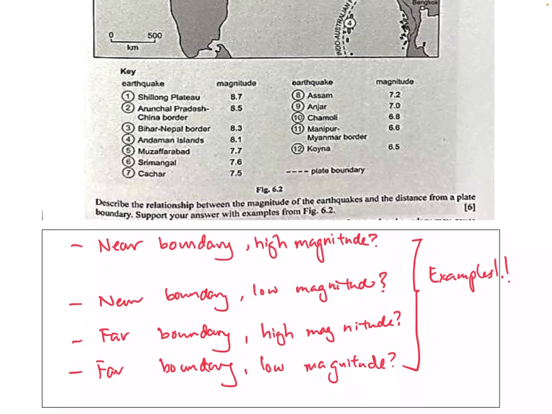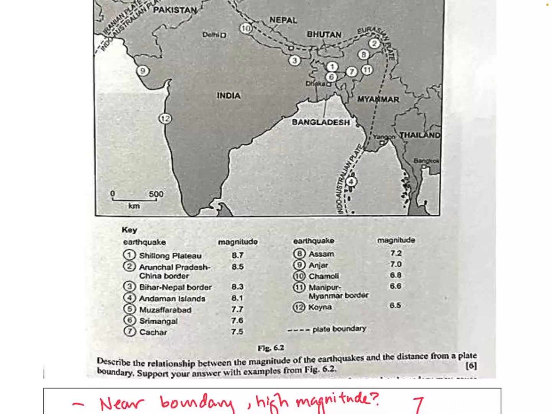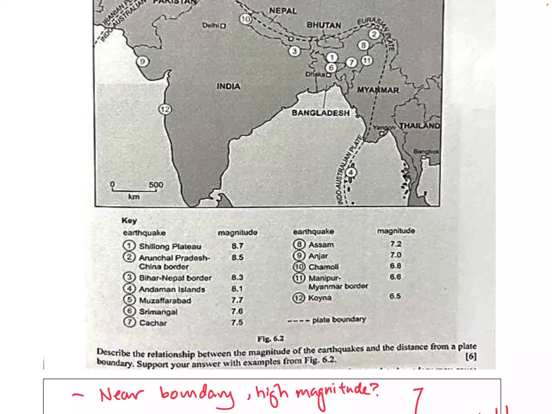You do need to measure distance. You need to tell me, is it your belief that is high, is it low, and then what does the data actually support? So look for examples of these 4 key things to list in your answer. Near boundary, high magnitude. Okay, what will satisfy this? Would your high magnitude, would your 1, 2, 3 be near boundaries?